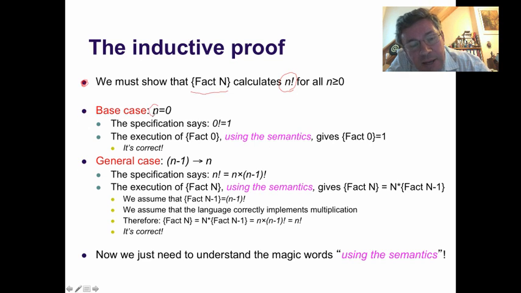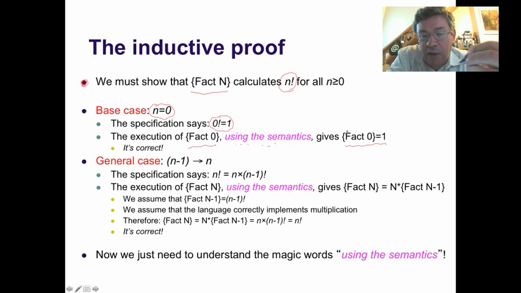So the base case, n equals 0. The specification says 0 factorial is equal to 1. Now what does the program say? The execution of factorial 0, the program, using the semantics, gives factorial 0 equal 1. We'll see in a moment how we can show that. It's 1, so it's correct.